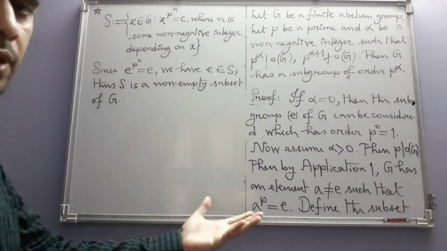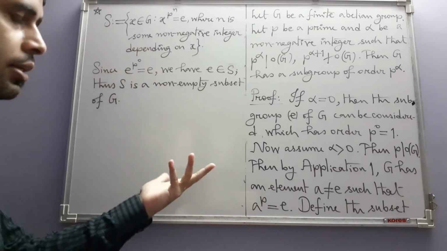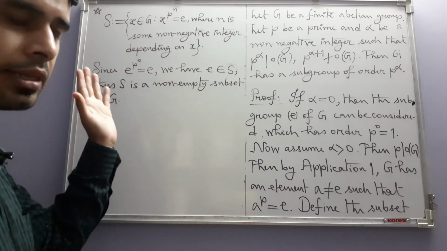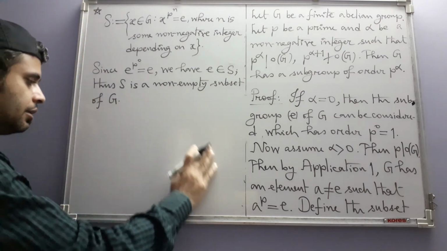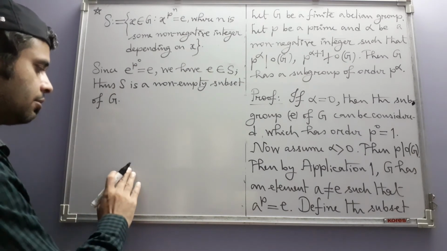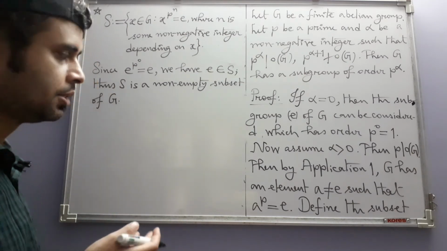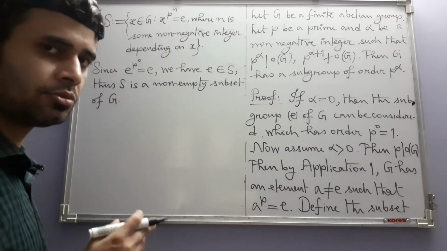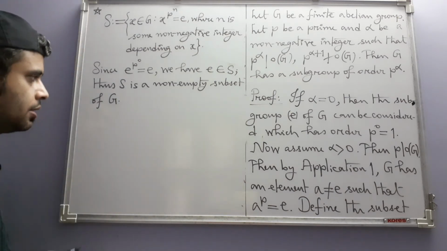Since we are in a finite group, it's enough for us to show that S is closed under the operation in G. You try to recall that thing where if you are in a finite group, then in order to show that a non-empty subset is a subgroup, it's enough to show that it's closed. That's it. You don't have to bother about inverses. They are automatically there inside the set.